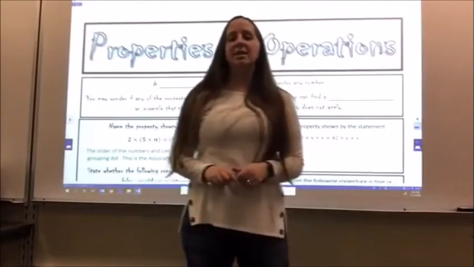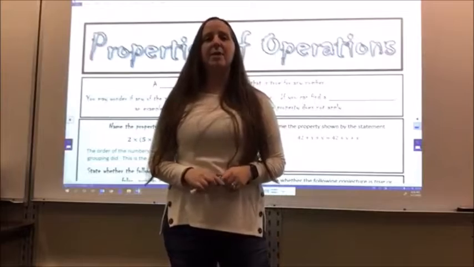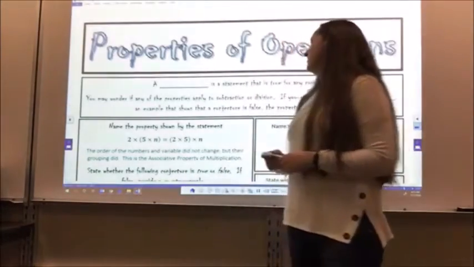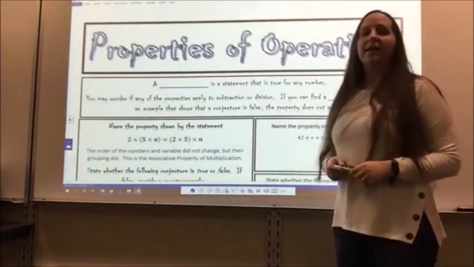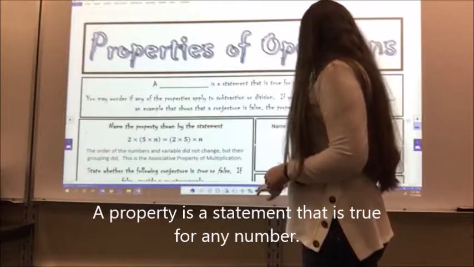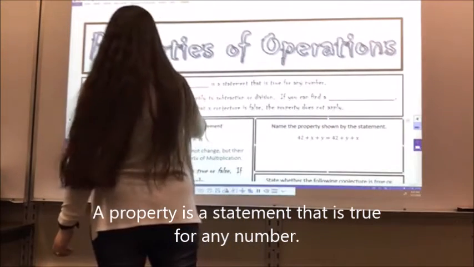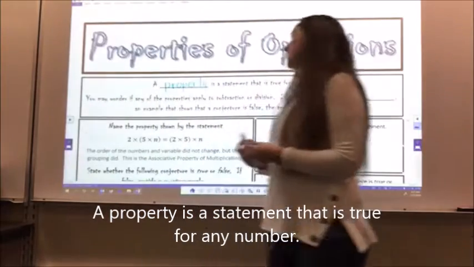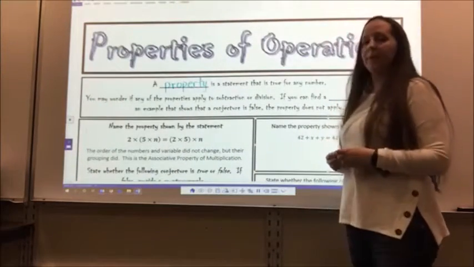All right, this is Chapter 5, Lesson 3, Properties of Operations. So, a blank is a statement that is true for any number. In that blank, you're going to write property. A property is a statement that is true for any number.